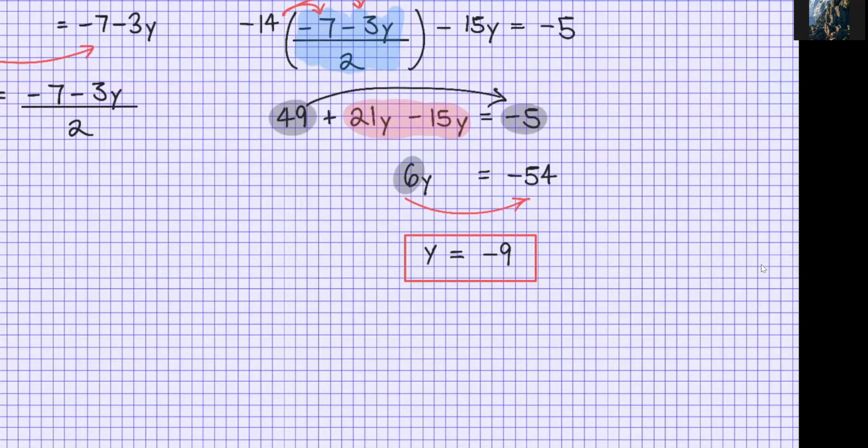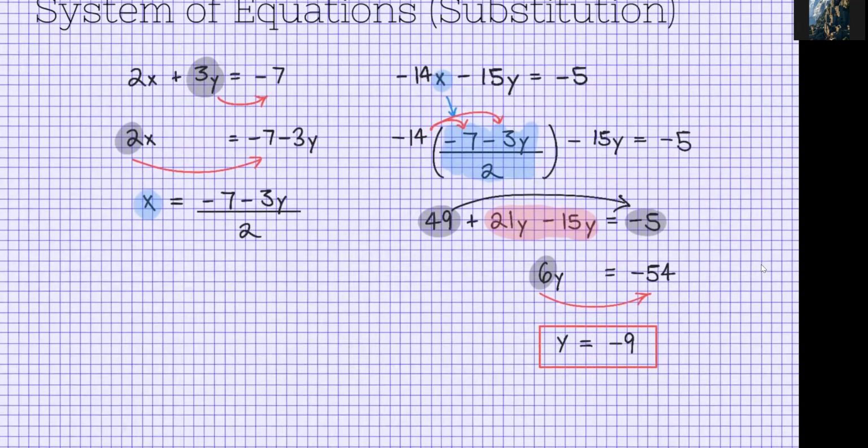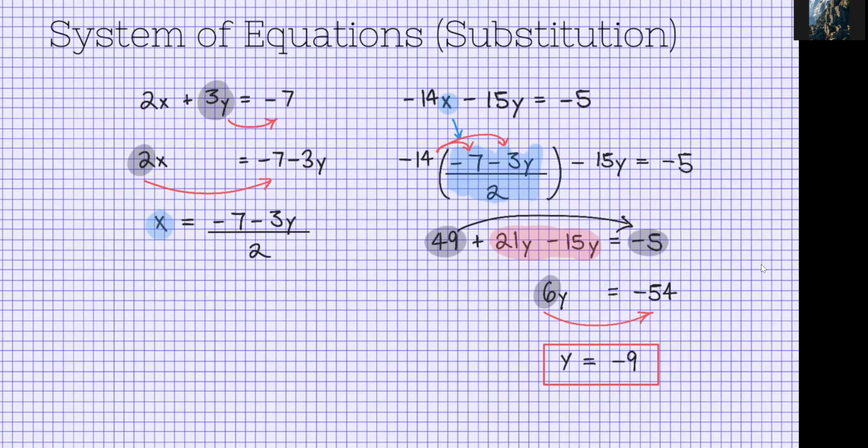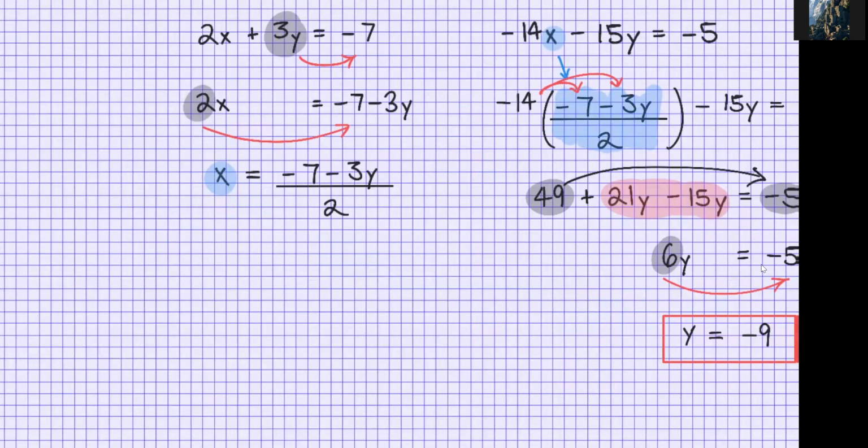Now, the good part in here is that I already have my x isolated. I have it ready in here. So it's just a matter of taking this new value and substituting it in here, so that I can have my x coordinate value.